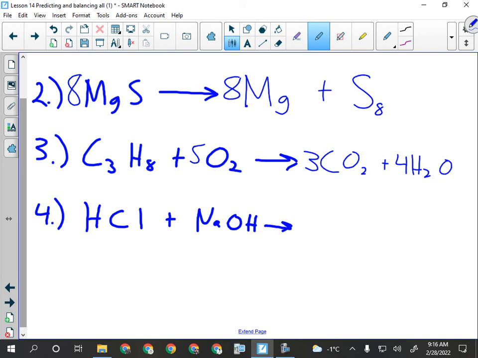How many people have done the last one? Okay. What kind of reaction is the last one? Double replacement. It's 2 ionic compounds. All right. When we have 2 ionic compounds, all we do is swap the metals. So that means that hydrogen will end up with hydroxide, and sodium will end up with chlorine.